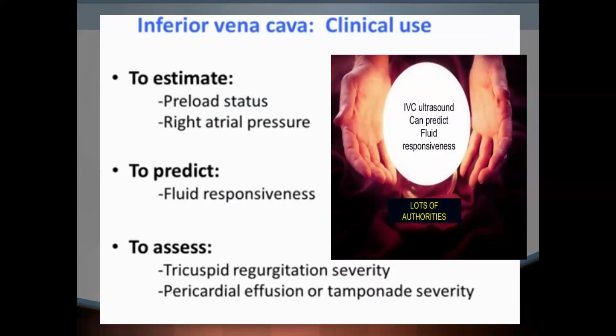The IVC is used to estimate the preload status and the right atrial pressure, and we can use it as a predictor for fluid responsiveness, to assess the tricuspid regurgitation severity, and sometimes for assessing tamponade.